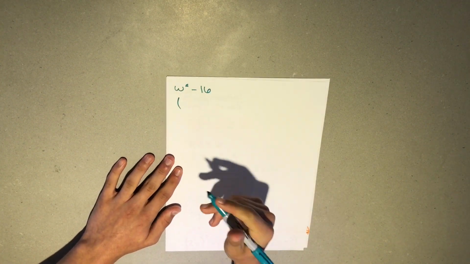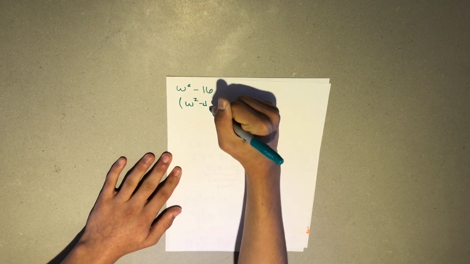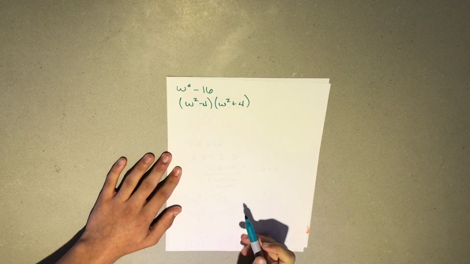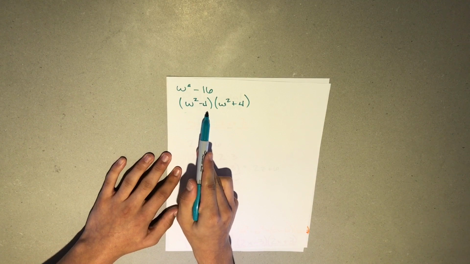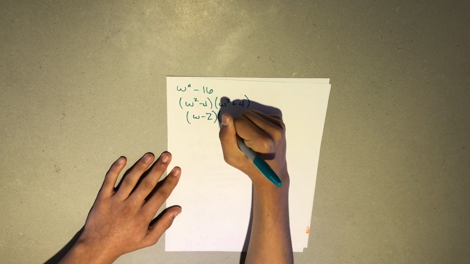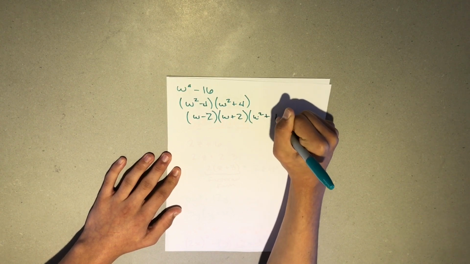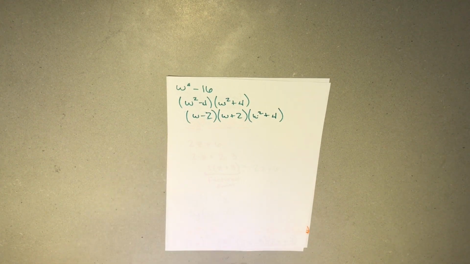So to factor this, we can use the difference of squares, which would be w squared minus 4, w squared plus 4. And you might think that this is a fully factored form, but you would be wrong, because this is also a difference of squares. So w minus 2, w plus 2, and w squared plus 4. So this is the fully factored form of w to the fourth minus 16.